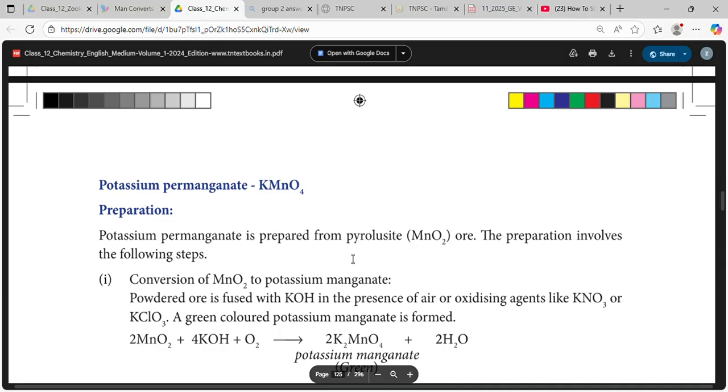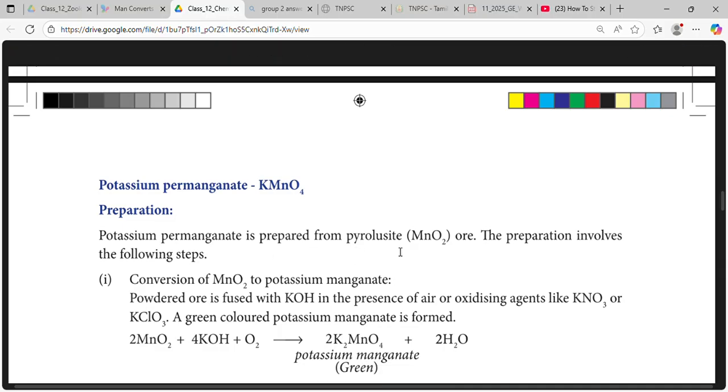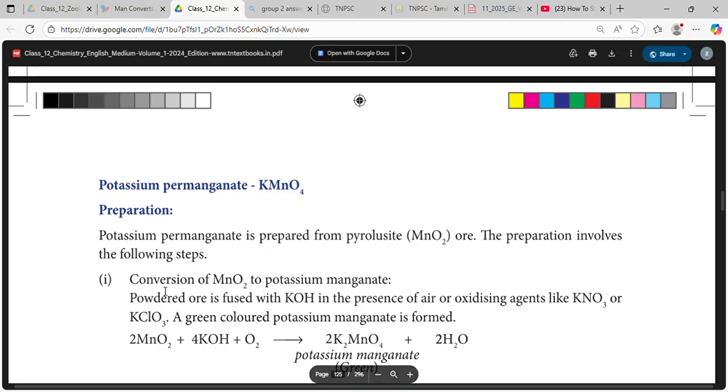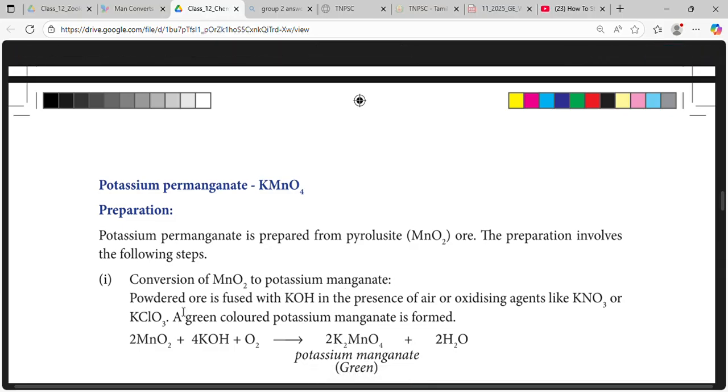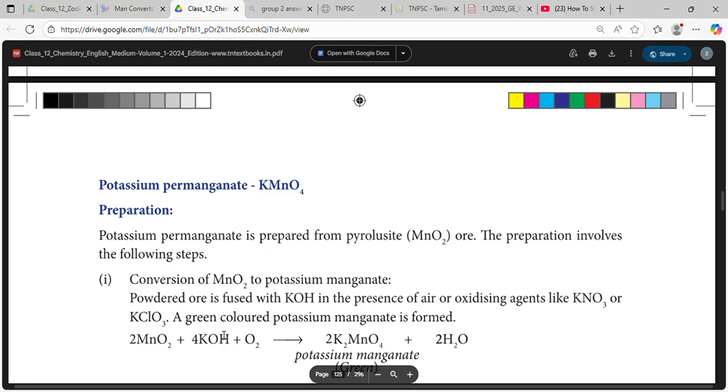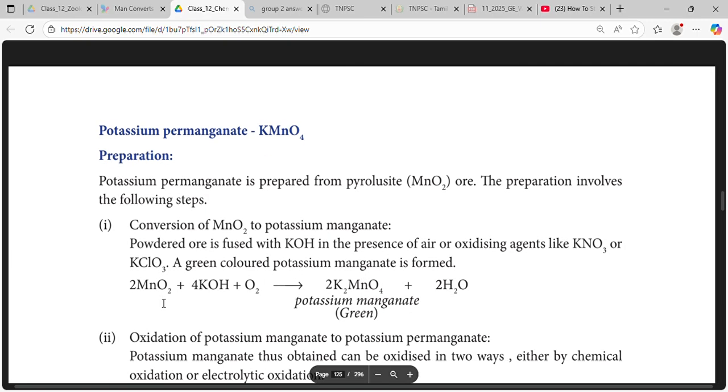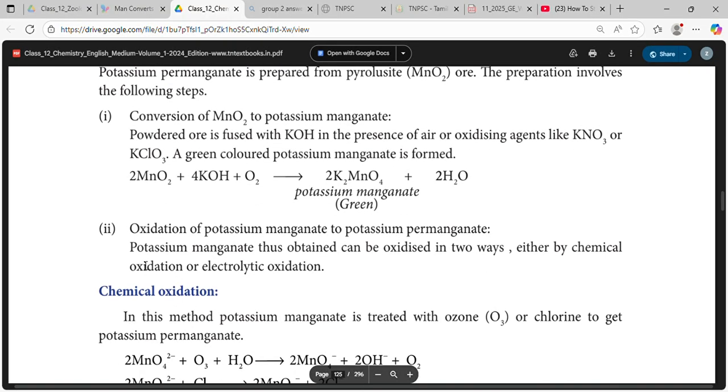Potassium permanganate is prepared from pyrolusite, MnO2 ore. The preparation involves the following steps. Conversion of MnO2 to potassium manganate: powdered ore is fused with KOH in the presence of air or oxidizing agents like KNO3 or KClO3. A green colored potassium manganate is formed. 2MnO2 + 4KOH + O2 gives 2K2MnO4 + 2H2O, potassium manganate.